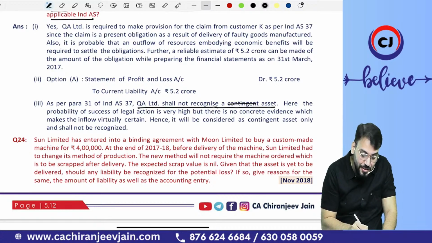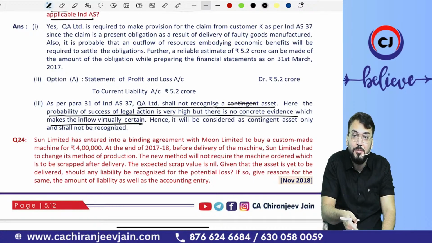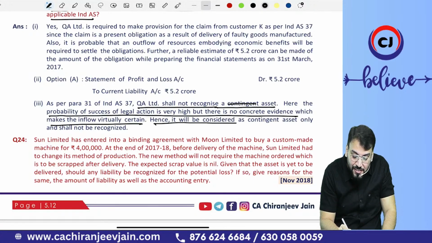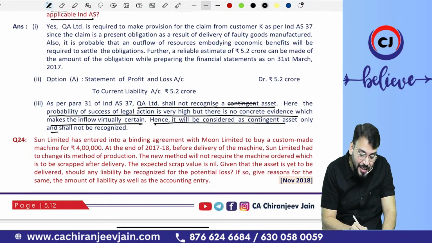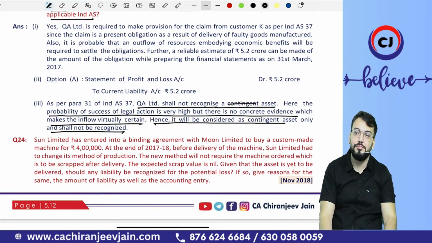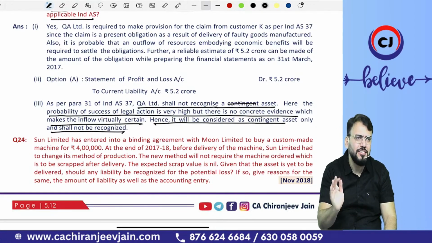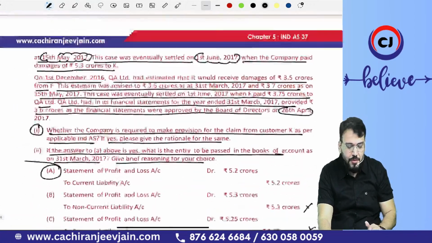Correct? Yes, sir. Here the probability of success of the legal action is very high, but there is no concrete evidence which makes the inflow virtually certain. They have also written the same. Hence, it will be considered as a contingent asset only and shall not be recognized. You can add on it: disclosure is required. Done.